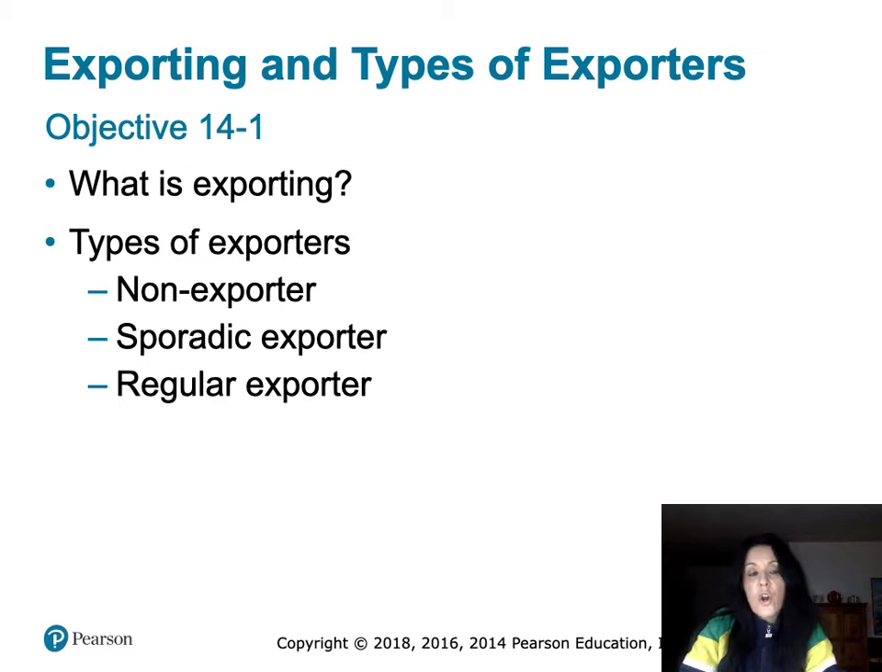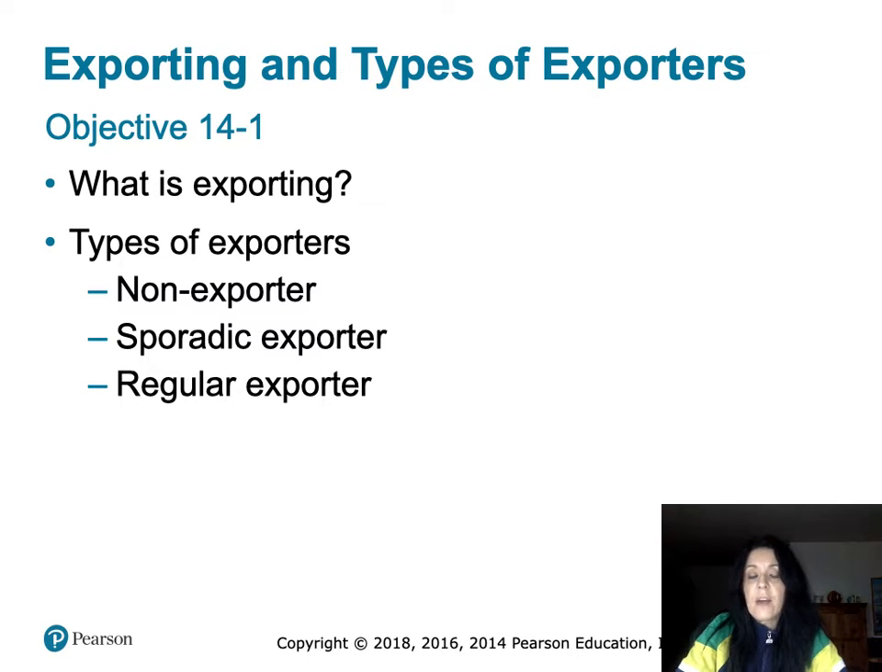First, let's start with the learning objective 1, which is to define exporting, right? What is exporting? So exporting can be referred to as the sale of goods or services produced by a firm based in one country to customers that reside in another country. There are different types of exporters. Those three types include non-exporter, sporadic exporter, and regular exporter.